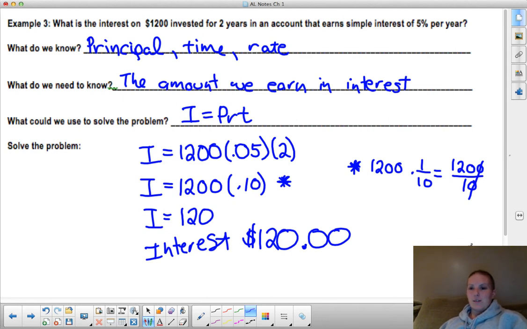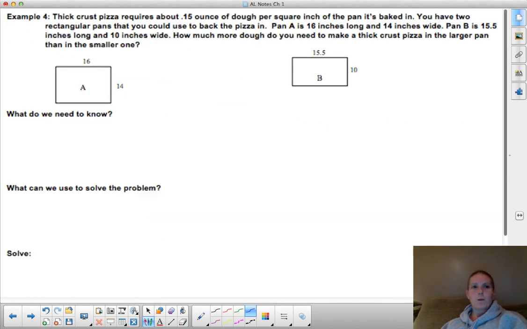All right, I think there is one more problem here for us to look at. So if you want to pause it and look at example 4, yep, one more. And just in case, let's see, what are they asking us to do? How much more dough? Dough, surface area. There's your big hint before you pause. We're talking about area in this problem. Go ahead and pause it. Give it a try.